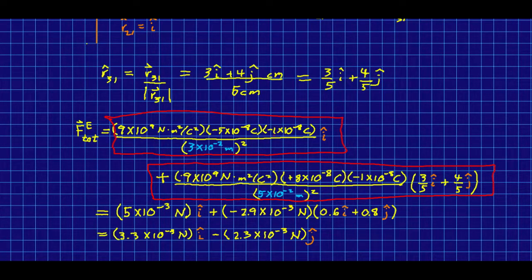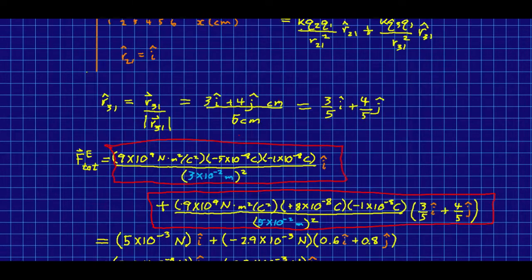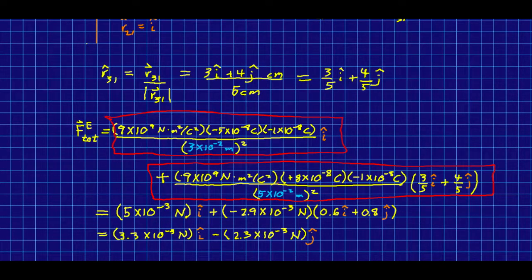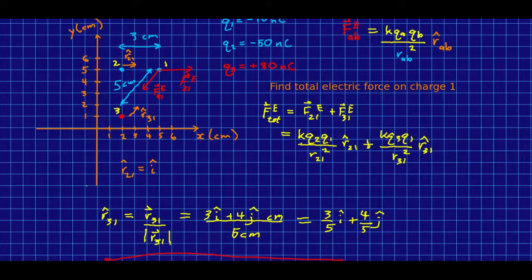This negative produced a positive, and so this force due to charge 2 ended up to the right, as it should be, and here we had a positive and a negative, and so we ended up getting a force in the negative R31 hat direction, which is the direction we've drawn.